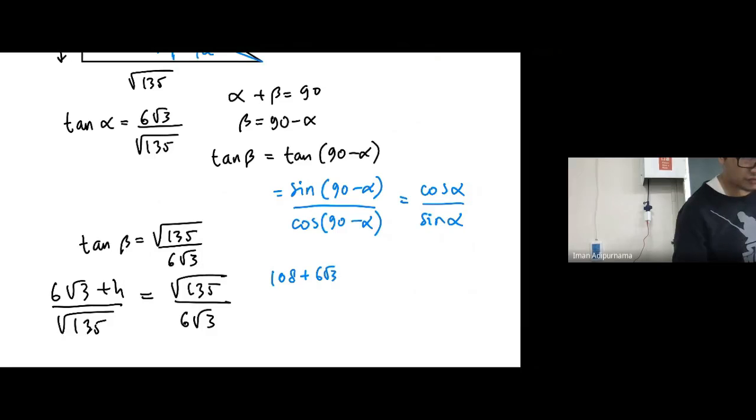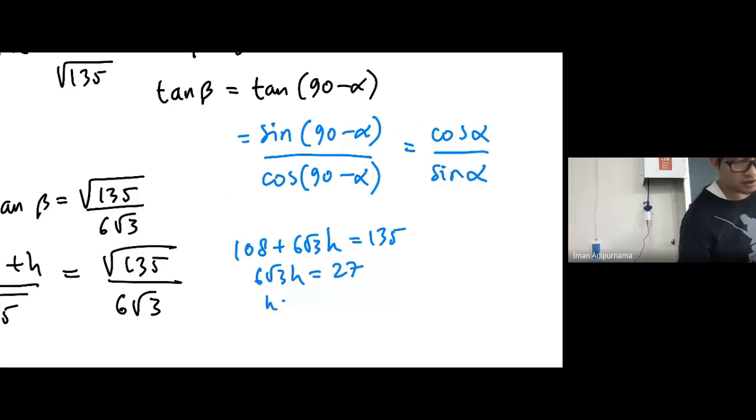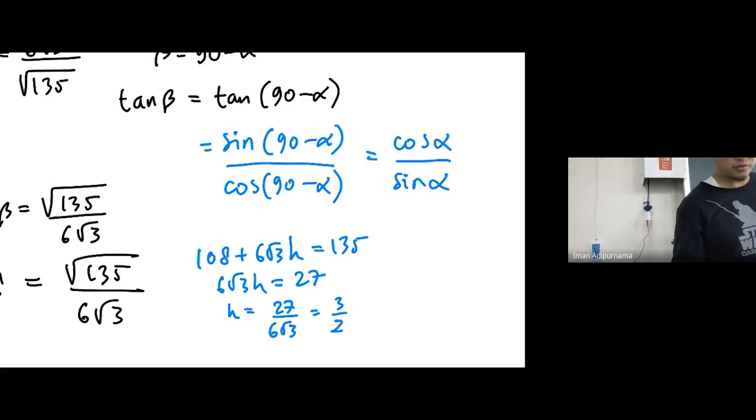plus 6 square root of 3h and then equal 135. 108, 135, 27. Okay, and you can just solve it casually. And then h, if you just write this, that's still fine. And if you want to simplify, you can simplify until you get the answer, 3 over 2 square root of 3. Okay. And this is the answer.